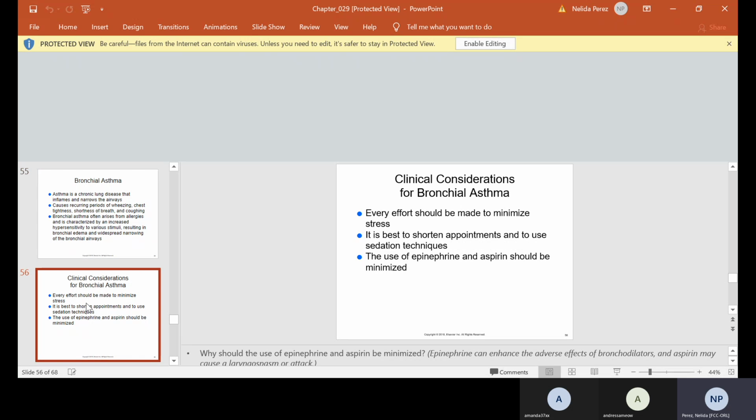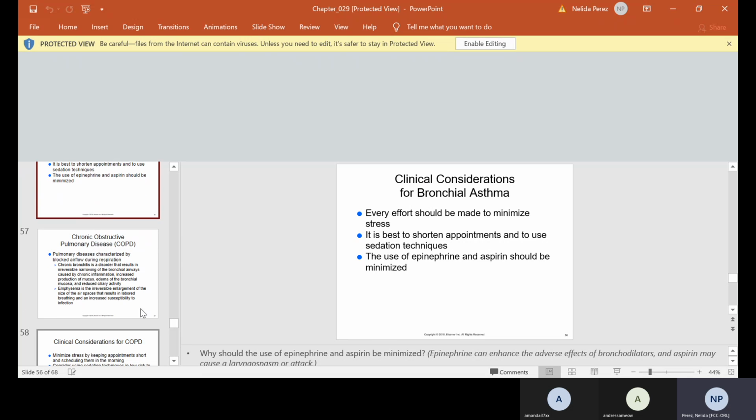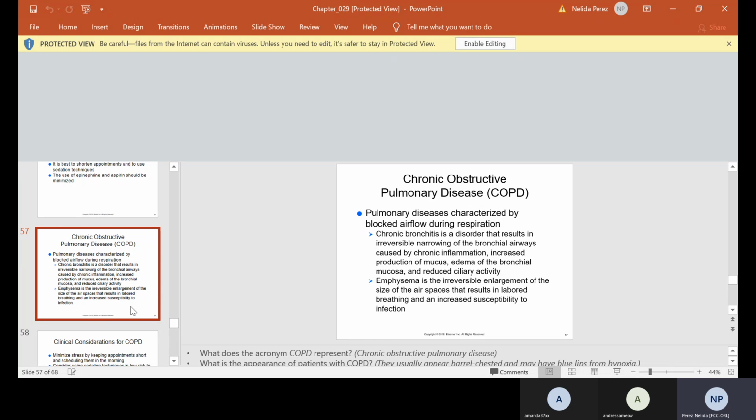Clinical considerations, every effort should be made to minimize stress. It is best to shorten appointments and to use sedation. And the use of epinephrine and aspirin should be minimized. Now, your COPD, which is your chronic obstructive pulmonary disease, is characterized by blocked airflow during respiration. Chronic bronchitis is a disorder that results in irreversible narrowing of the bronchial airways caused by chronic inflammation, increased production of mucus, edema of the bronchial mucosa, and reduced ciliary activity.